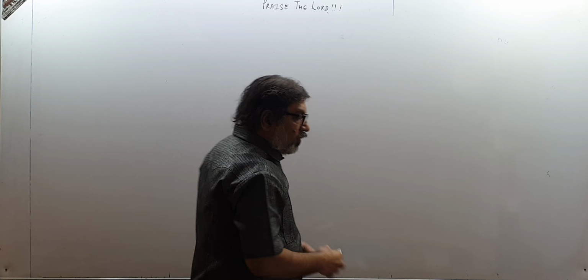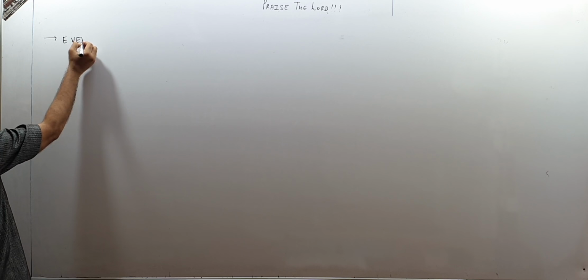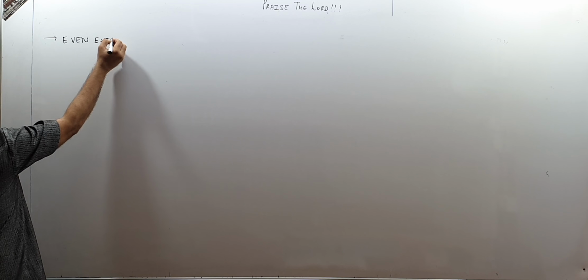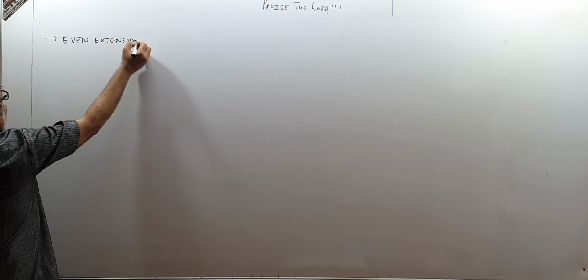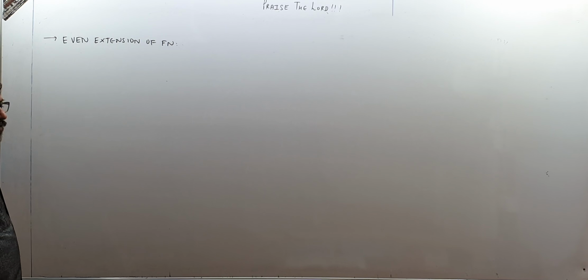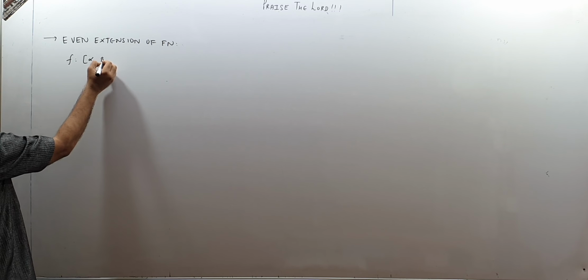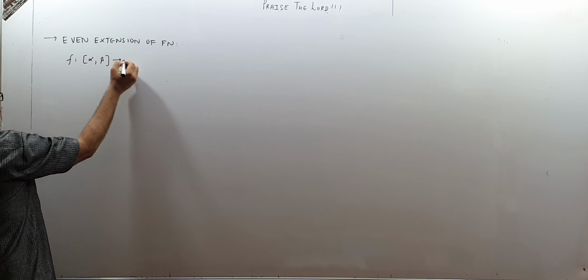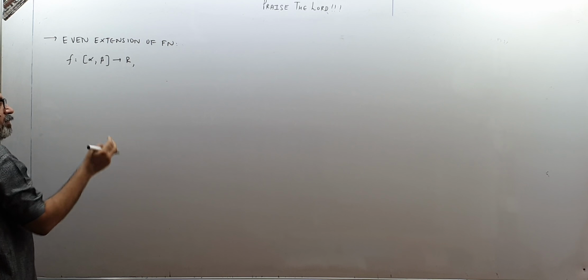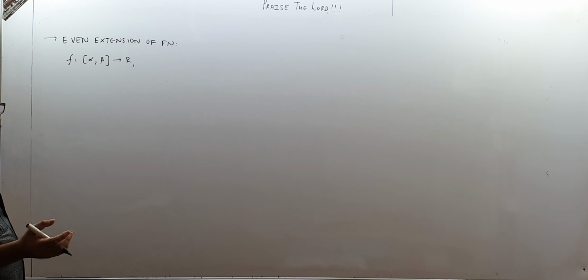See, children, you should know what is even extension and odd extension. So now I am teaching you what is even extension of a function. Even extension of a function. Supposing any function is given to me and its domain is from alpha to beta. So f is a function from alpha beta to R, and remember this interval alpha beta will be either only on the negative axis or the positive axis.